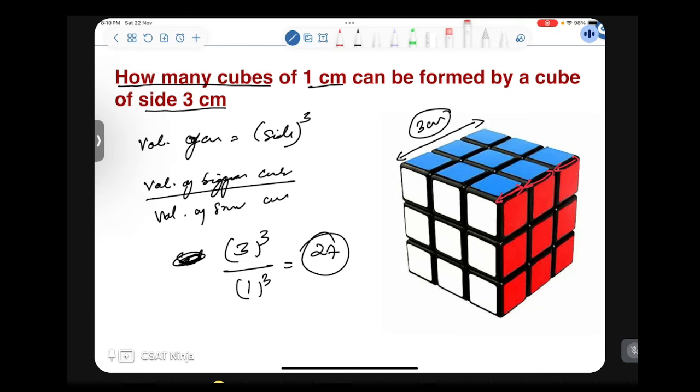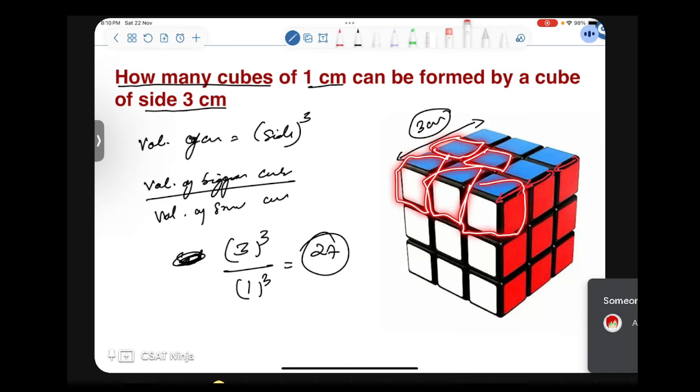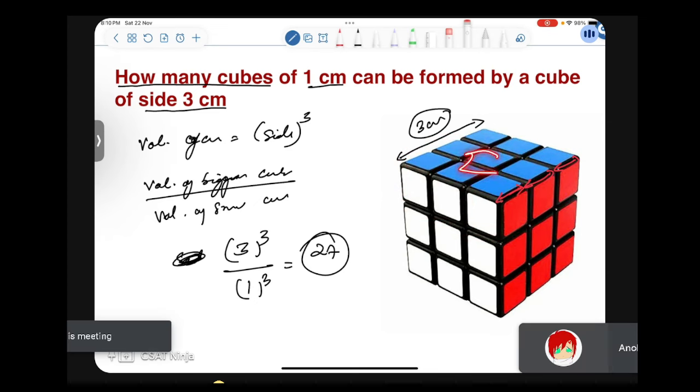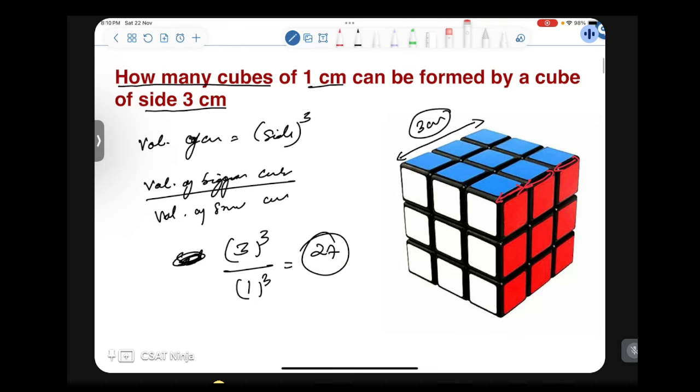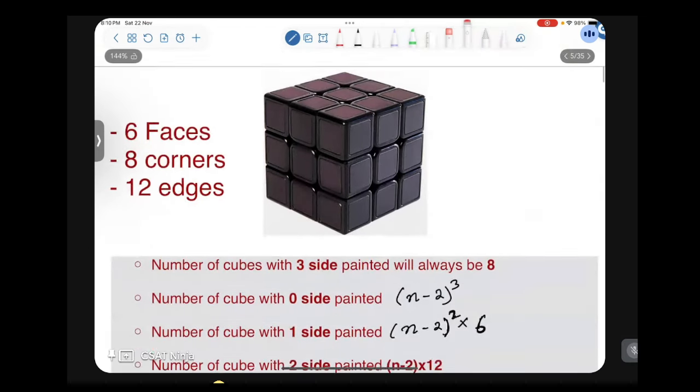So if you have a cube of 3 centimeter, then what will you get? You will get 27 pieces of small cubes. That means small cubes is this one: 1, 2, 3, 4. These pieces. There are 27. You will get 27 pieces of small cubes. That's what we are getting here. So the answer here is 27 pieces. Okay. Now let's go to the next question here.